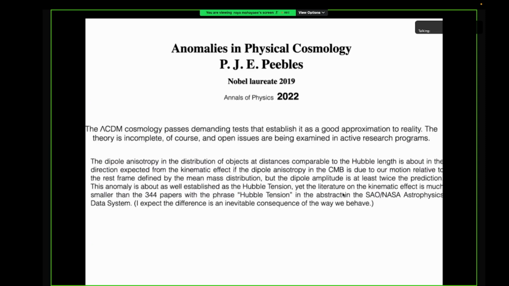Yet the literature on the kinematic effect is much smaller than the 344 papers with the phrase Hubble tension. Now, this is 2022, 3 years ago, but now this is more than 1,000, I think, in the abstracts in the NASA ADS, the astrophysics data system. I expect the difference is an inevitable consequence of the way we behave. I think it wraps it up quite well.